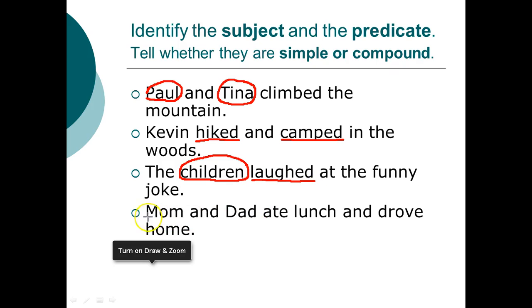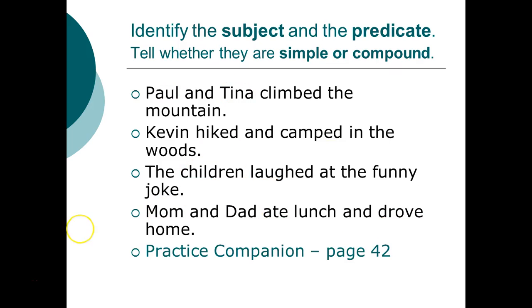So this next one, we have mom and dad, compound subject, ate lunch and drove home. So we see that ate and drove would be the compound predicate as well. So that sentence contains both compound subject and compound predicate. Now I want you to turn to Practice Companion page 42, work through this page, and when you're finished you can press play and I will have the answers for you. So pause the video now.